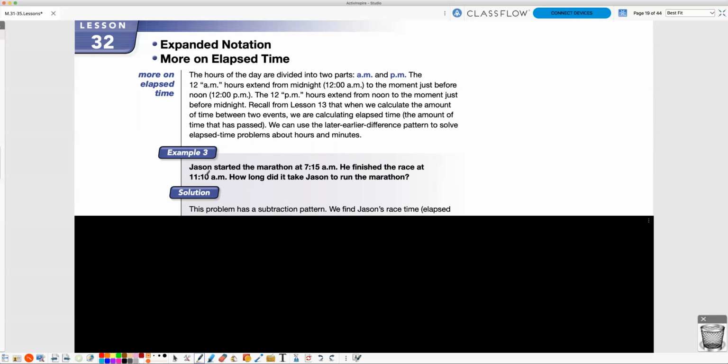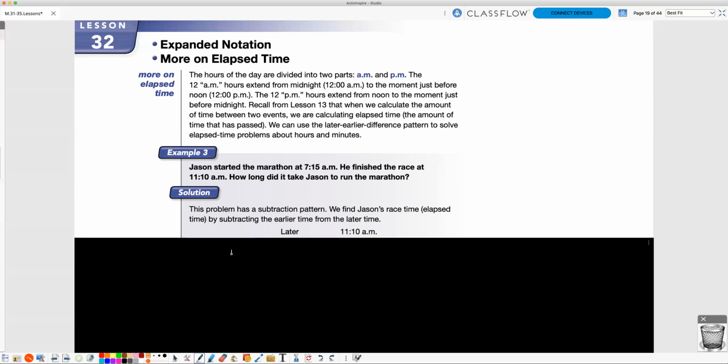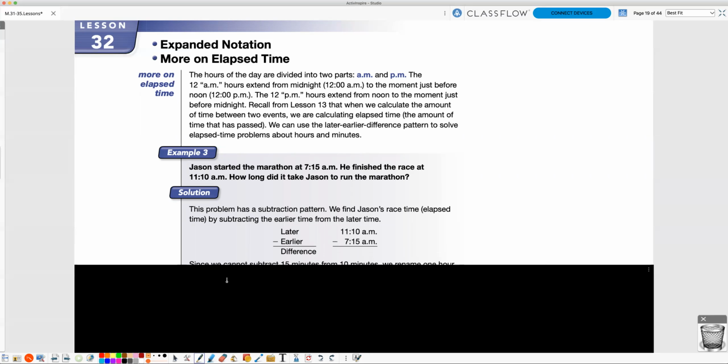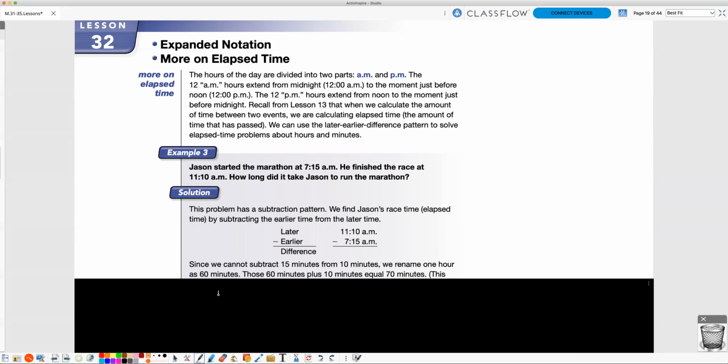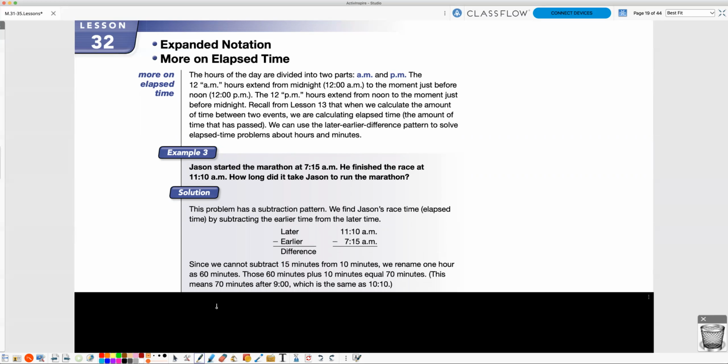So the problem has a subtraction pattern in this case. We can find Jason's race time, which is elapsed time, by subtracting the earlier time from the later time. So the later time is 11:10 a.m. and the earlier time is 7:15 a.m. So in order to subtract, since you cannot subtract 15 from 10, we need to rename our 1 hour from the 11 o'clock to take 60 minutes from it. Those 60 minutes plus 10 minutes will make it 70 minutes.